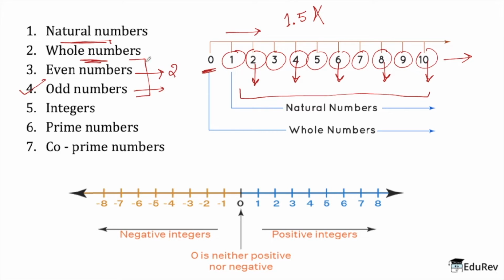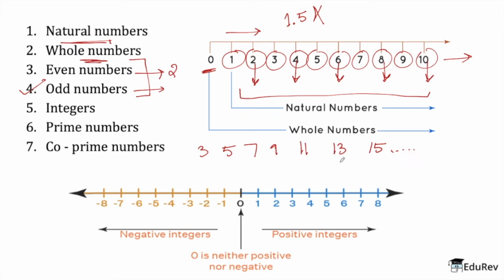Whereas all the other numbers which cannot be divided by 2, for example 3, 5, 7, 9, 11, 13, 15 and so on, all these numbers cannot be divided by 2 completely. So these numbers are odd numbers.